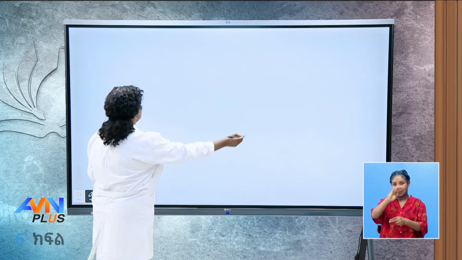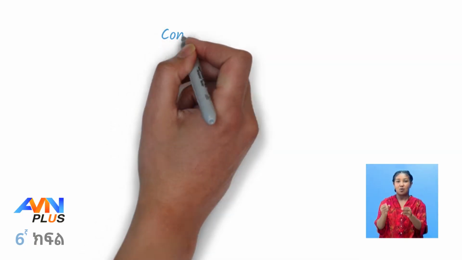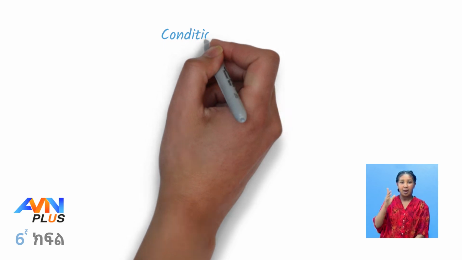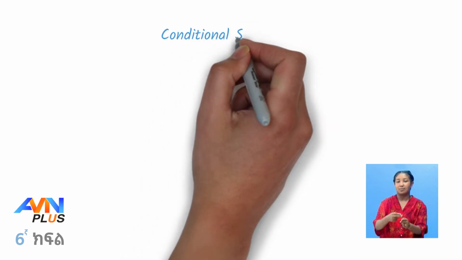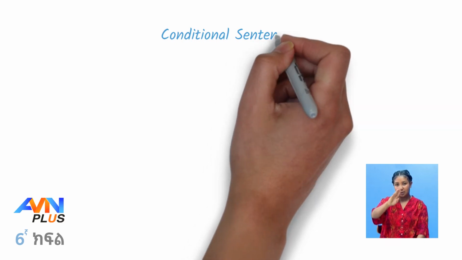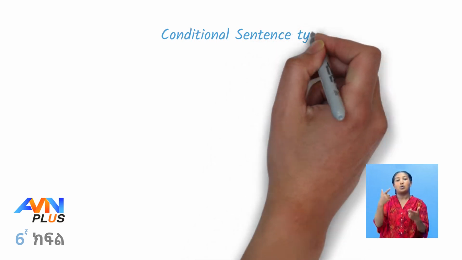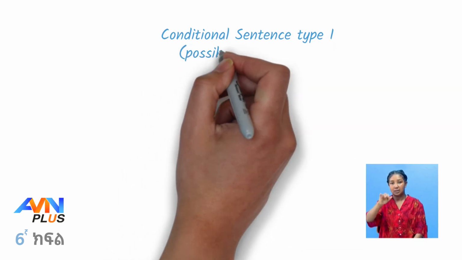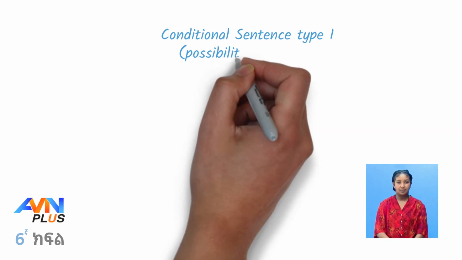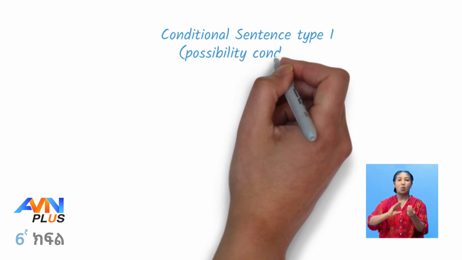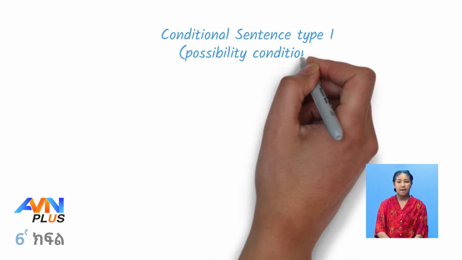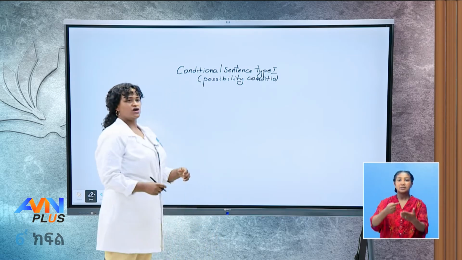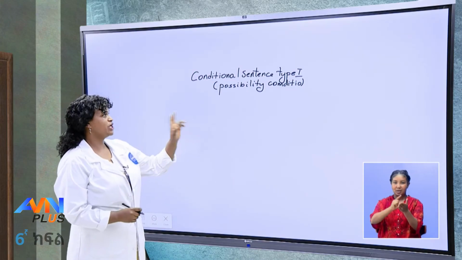Specifically, we have seen conditional sentence type 1, or what we call possibility condition, right? This was our topic last week, the possibility condition.